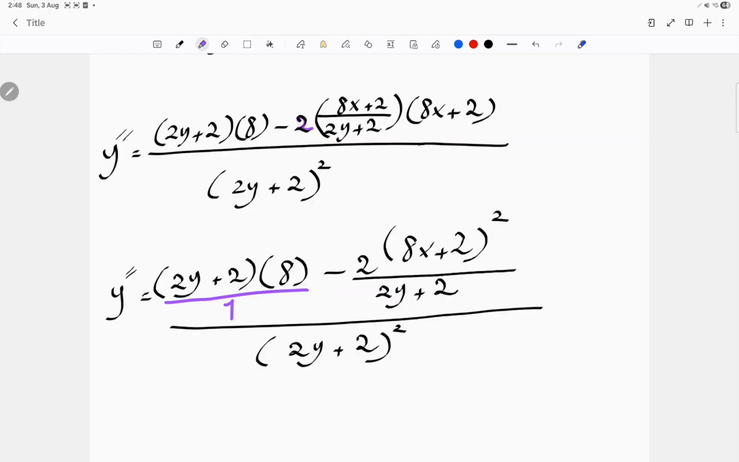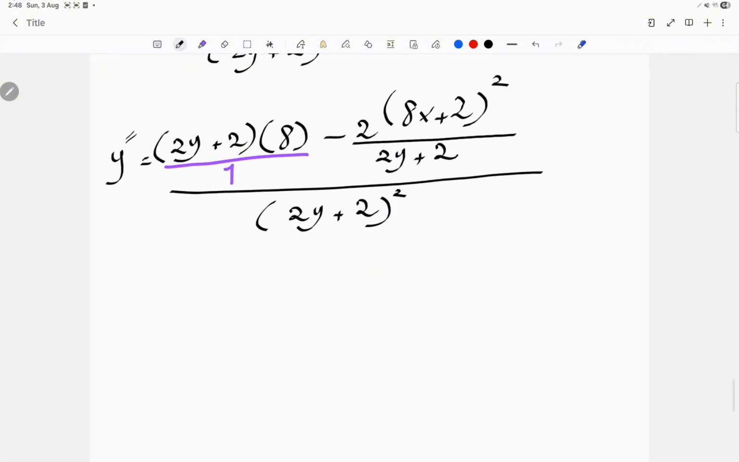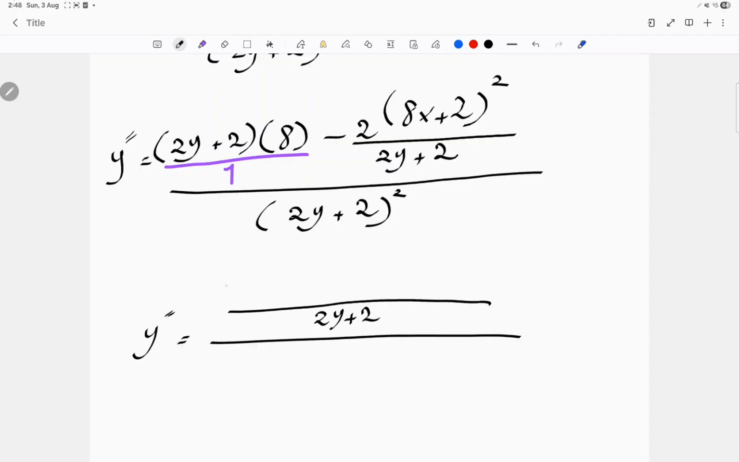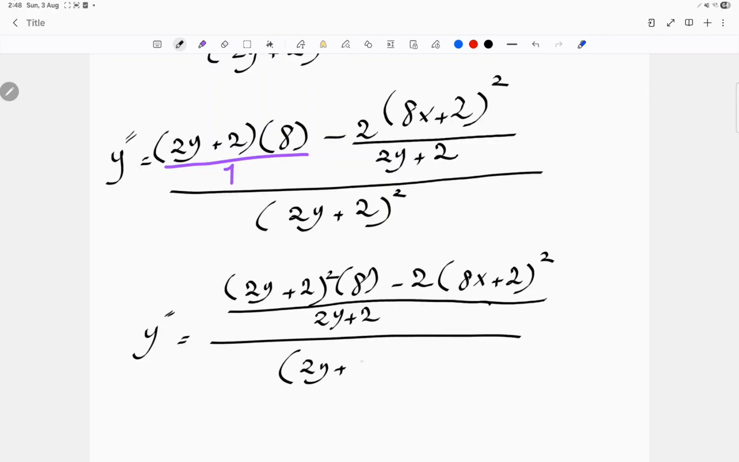Make them the same common bottom. What is it? Yes. So you're going to have 2y plus 2. You're going to have here 2y plus 2 squared, if you cross multiply, correct? You cross multiply? It's new for us? If it's new, then it's a problem. Times 8 minus 2, 8x plus 2 squared, 2y plus 2 squared.